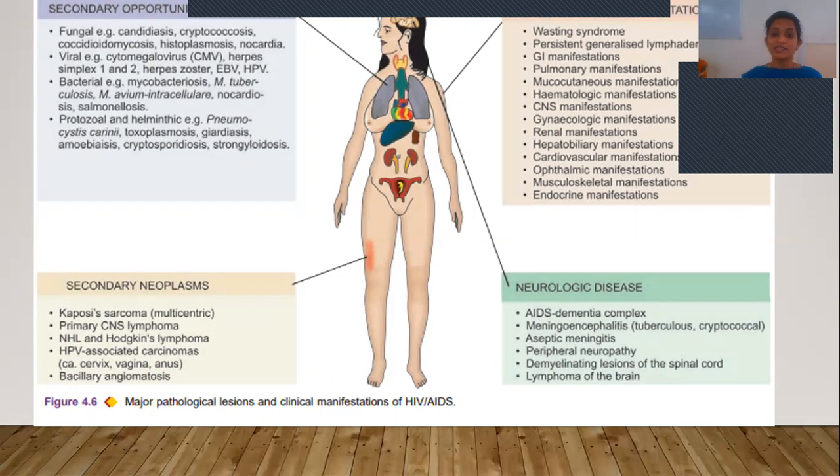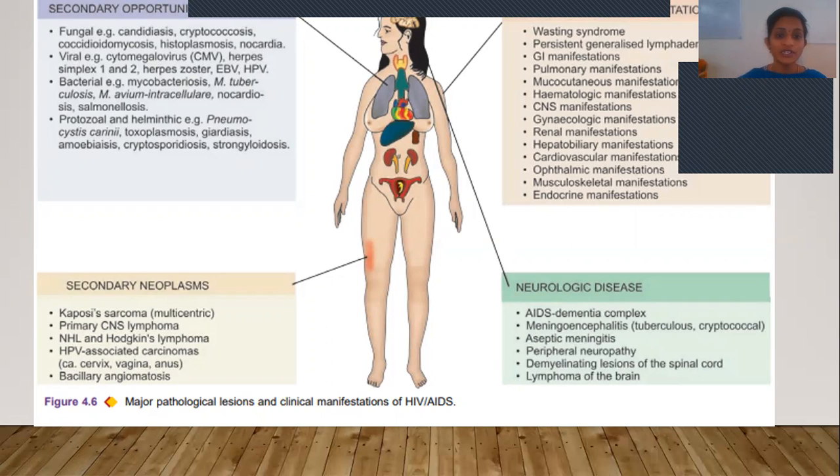Mucocutaneous manifestations, that means formation of small lesions all over the body, and in the nasal region and the lips region, that kind of lesions can be seen. Hematological manifestations, CNS manifestations, gynecological manifestations. So all the systems will be affected.